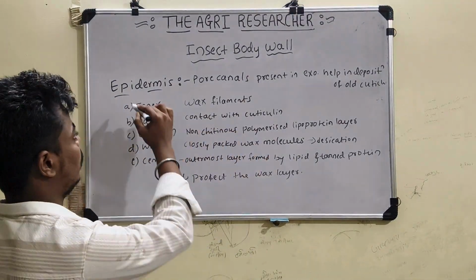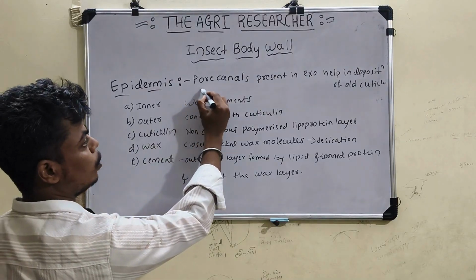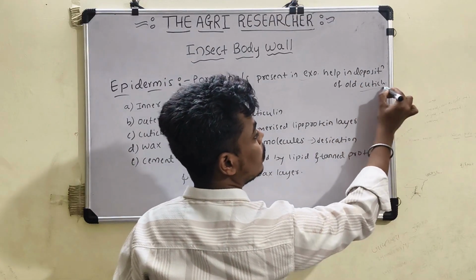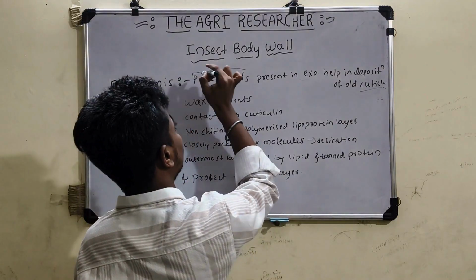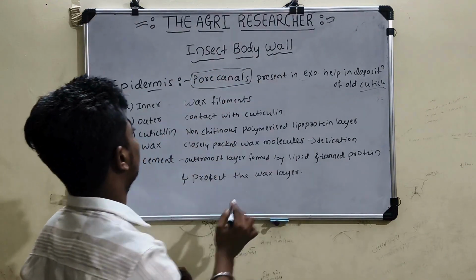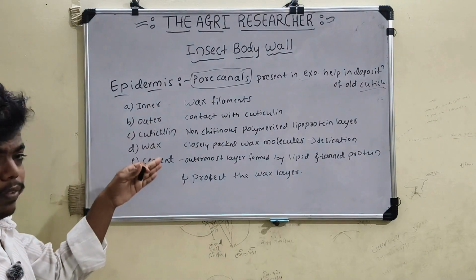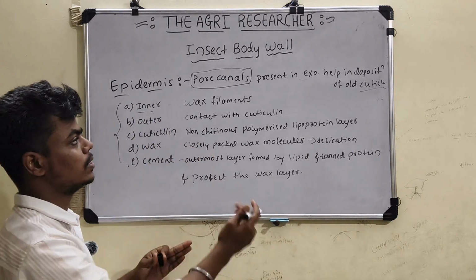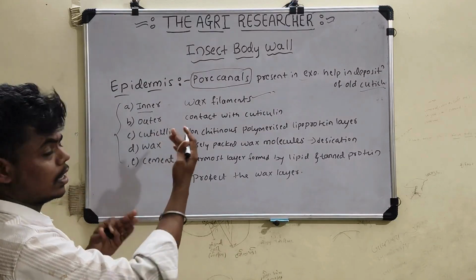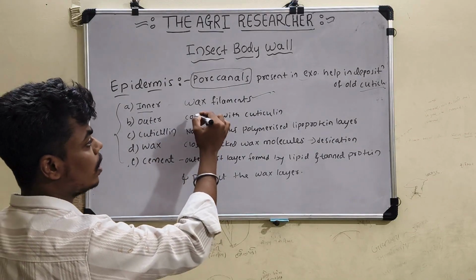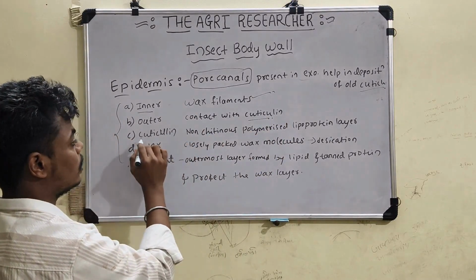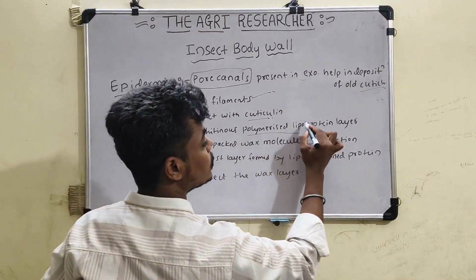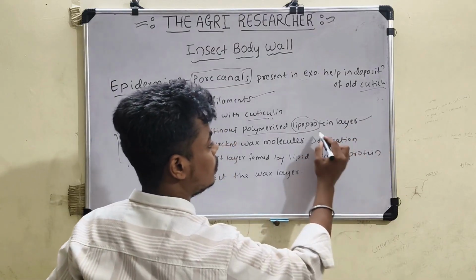Let's move to the continuing part, epidermis. The pore canals present in the exoskeleton help in deposition of cuticle. It is a very important point; questions come on pore canals. Now the five layers. The inner layer consists of wax filaments. The second, outer layer, is in contact with the cuticulin. The third layer is cuticulin, a non-chitinous polymerized lipoprotein layer. This is very important, lipoprotein.